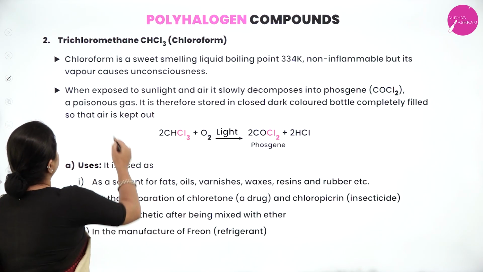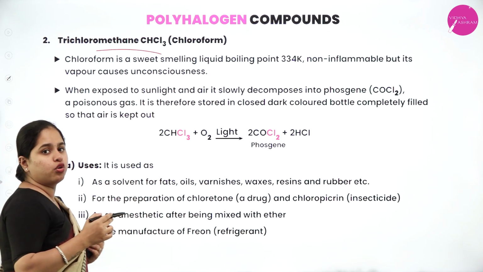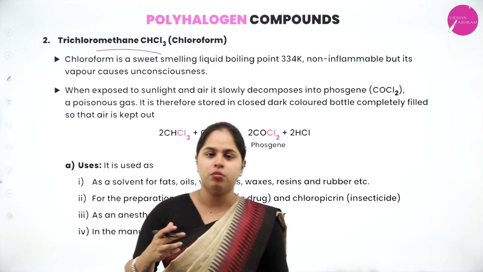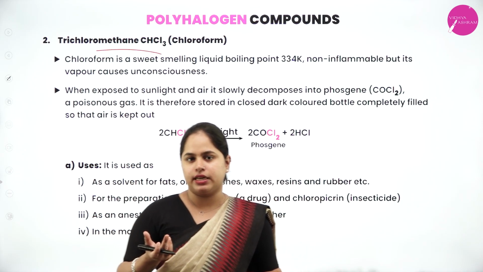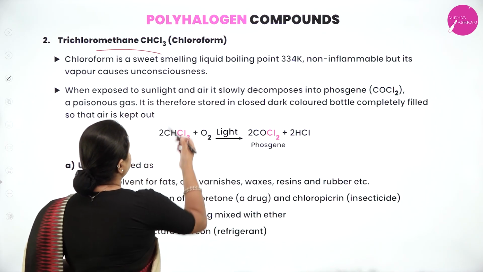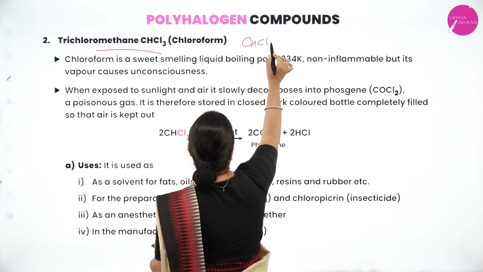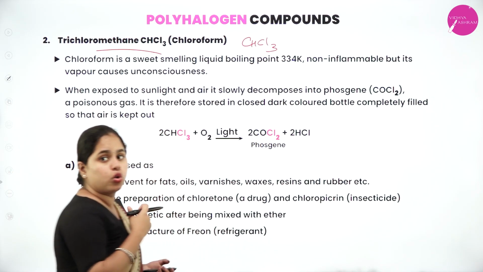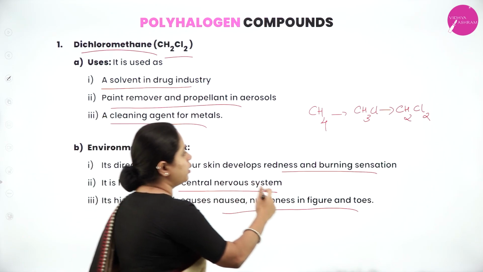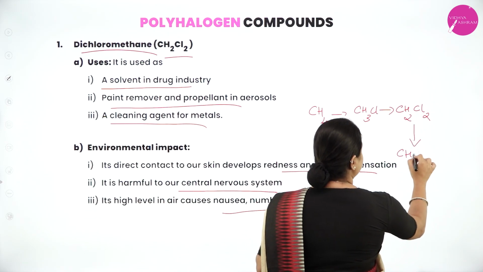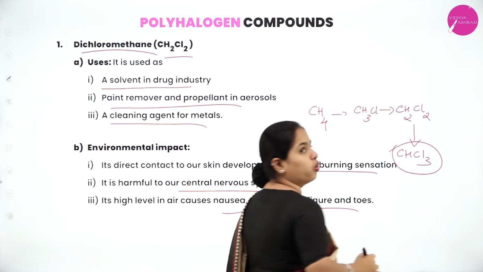The next one is trichloromethane, which is chloroform. This is a very familiar word to you, chloroform, which is used as an anesthetic, right? Now you know the formula for chloroform. It is CHCl3, okay? Trichloromethane. Here you can see, if one more hydrogen is replaced, you get CHCl3. So this is your chloroform, right?